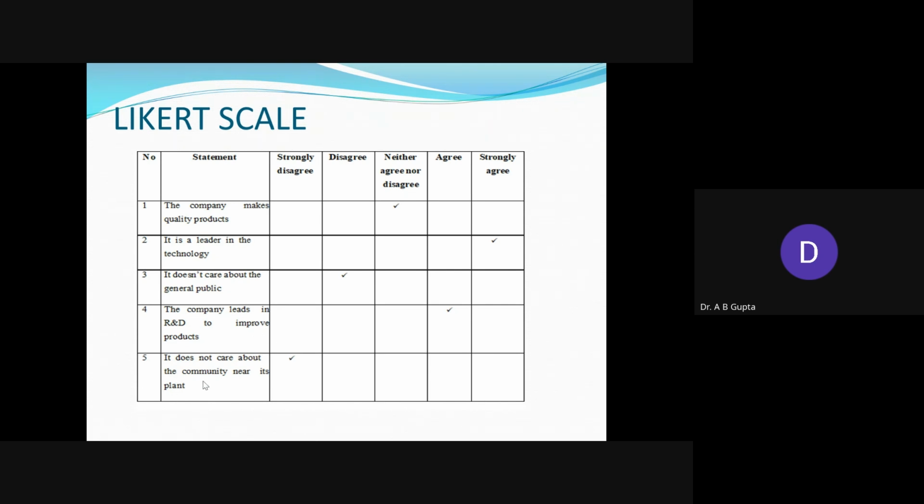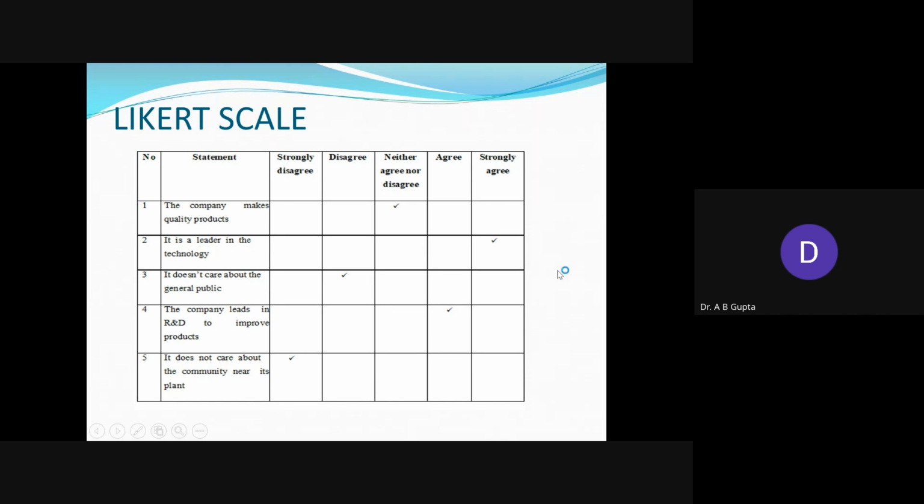You can have 10 statements, you can have 8 statements. This is the Likert scale. I showed you: strongly disagree, disagree, neither agree nor disagree, agree, strongly agree. For these statements, I want the people to respond. So someone has ticked here. The second statement, someone has ticked here. Third statement, someone has ticked here. Fourth statement, someone ticked here. Fifth statement, the person has ticked here. So I combine all these things, and then I can know the opinion of that person about the image of that company. So this is the Likert scale.